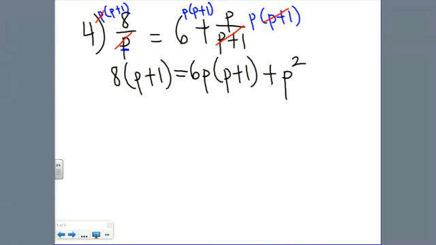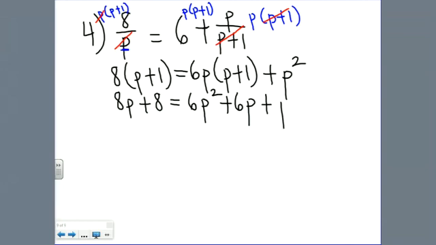On the left side, distribute that 8, and that gives us 8p plus 8. In the middle, distribute that 6p times p plus 1. So that will be 6p squared plus 6p. And bring down the p squared. It looks like a quadratic equation is forming. On the right side, though, we combine the p squareds before we do anything else.